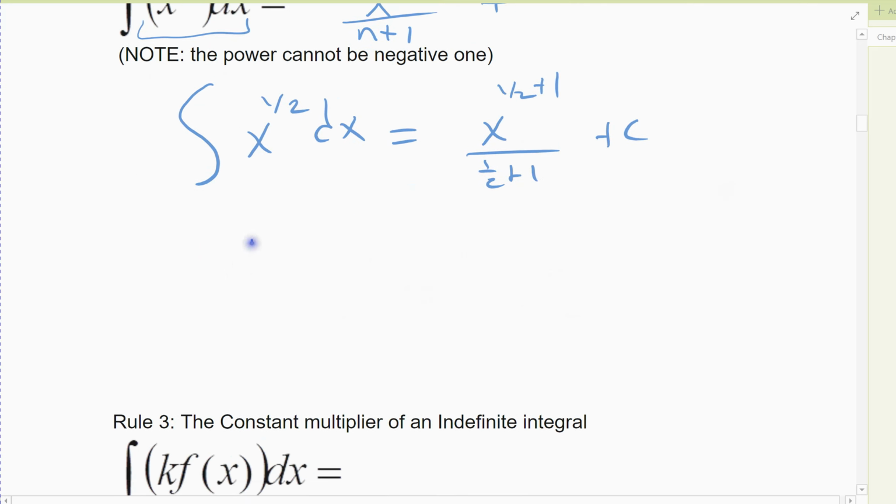Alright, and again, that's messy. I'm just showing you the rule. But 1/2 plus 1 would give me 3/2. And then we divide by 3/2 and then tack on a c. Now, don't leave your answer like this.